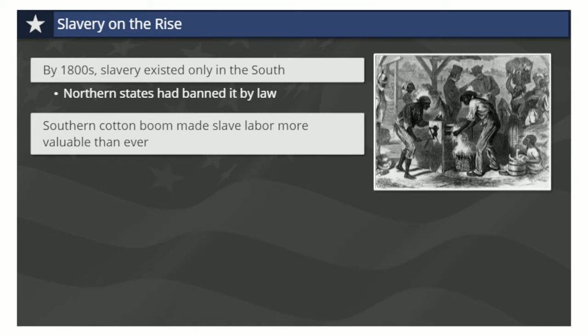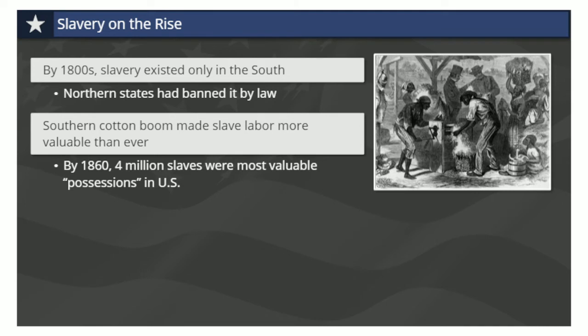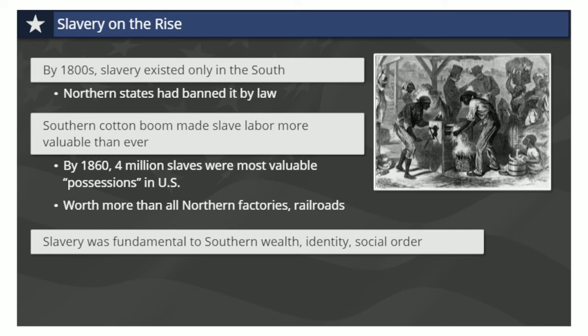To illustrate this point, understand that by 1860, the 4 million black Americans enslaved in the South represented the most valuable possessions owned by anyone in the United States. Their dollar value was worth more than all the factories and railroads in the North combined. Not only was slavery big business, but it became a fundamental part of the identity and social order of the South. Many Southerners came to view slavery as their peculiar institution, the unique feature of their culture that made it superior, they believed, to that of the North.